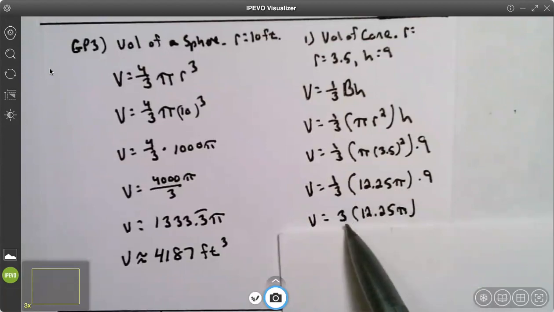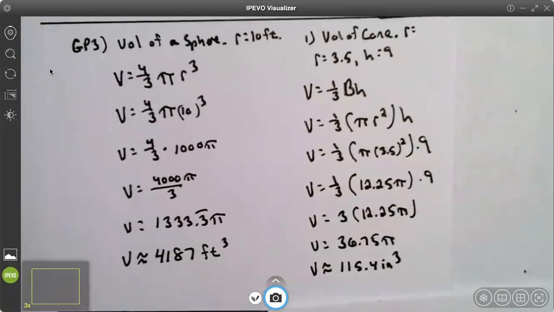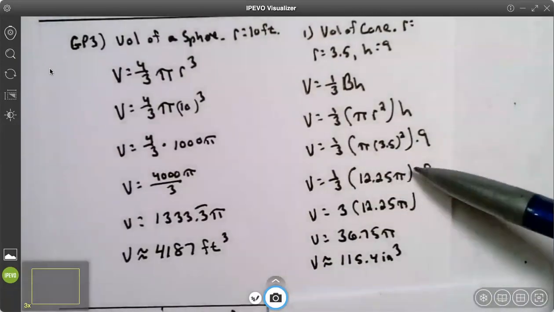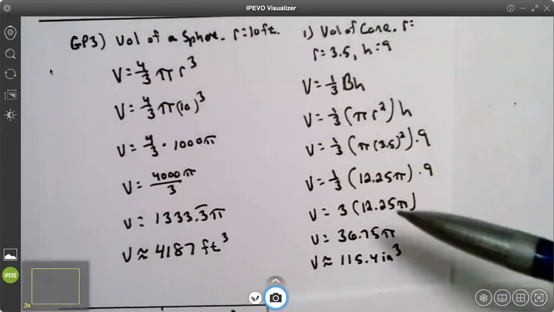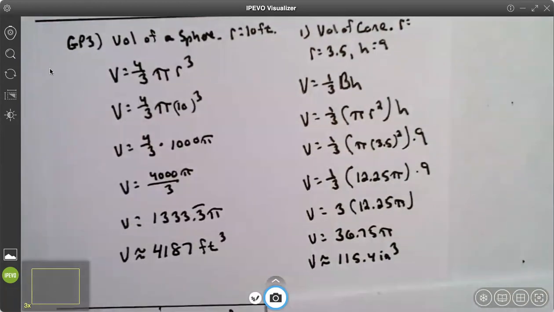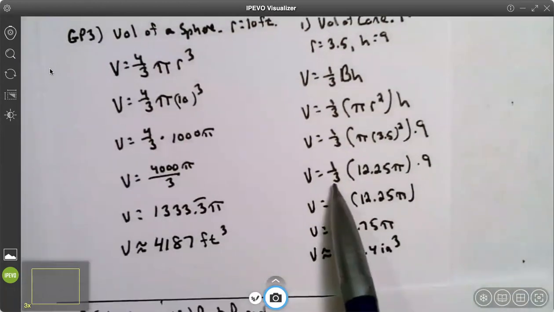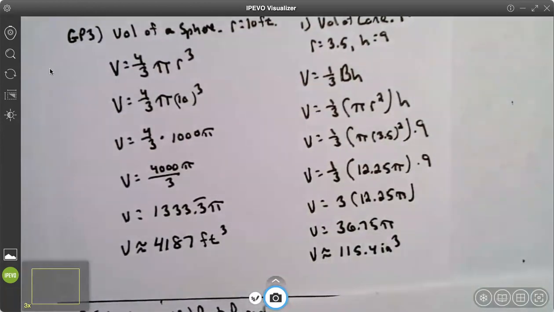So I said 1/3 of 9 is 3. 3 times 12.25 is 36.75. Then I multiplied by pi. You can multiply in any order you want, as long as you square that first. And if you're dividing by 3 instead of multiplying by 1/3, you only do that once. So I did it once. I said 1/3 of 9, or 9 divided by 3, is 3 here. Now I'm done with division. I can multiply those in any order I want.